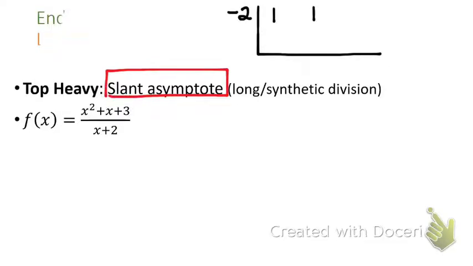All right, so you had to do this on the last test. Go ahead and do synthetic division. You're not going to end with a 0. So see if you remember how to do that.